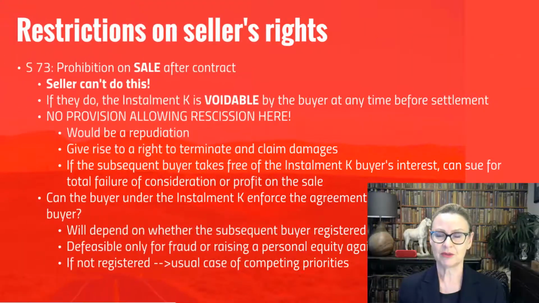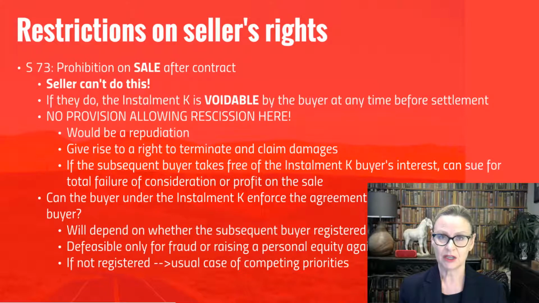The next one is prohibition on sale. Once you've sold to a buyer under an instalment contract, you can't go ahead and sell to someone else. Again, the contract is going to be voidable at the original buyer's option. Interestingly, there's no statutory provision allowing rescission here, but obviously what will the situation at law be?